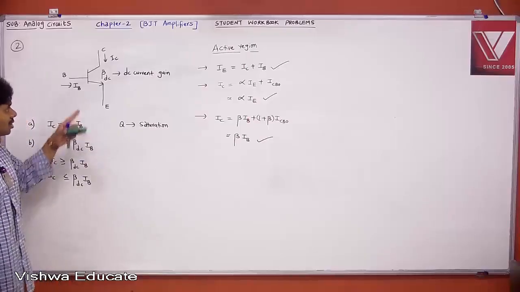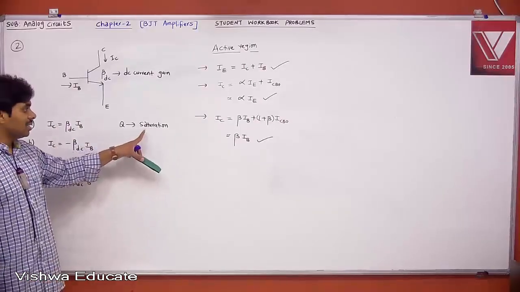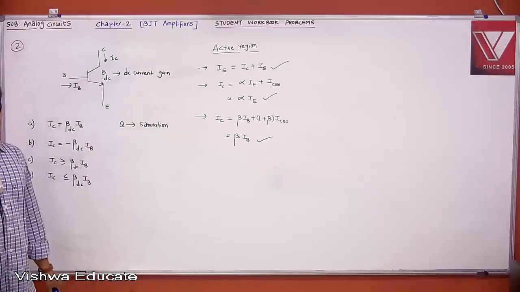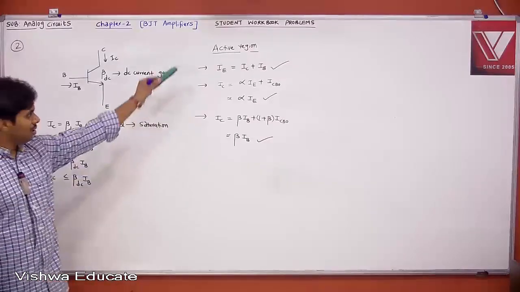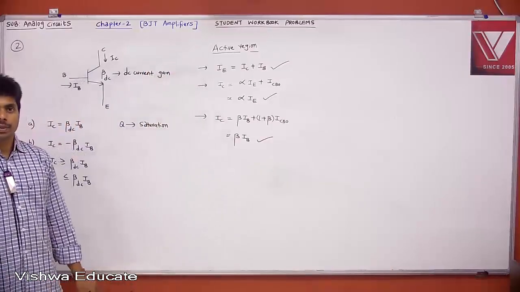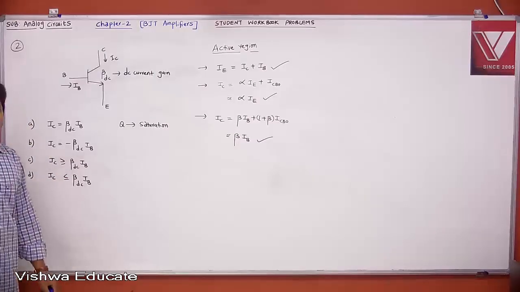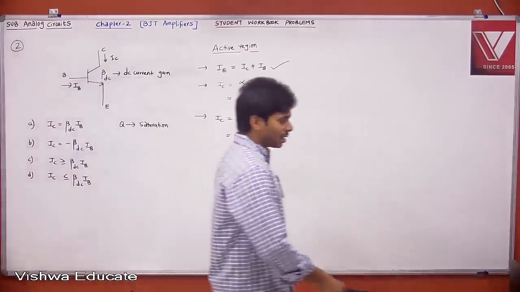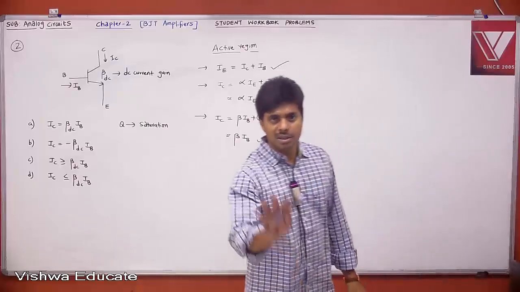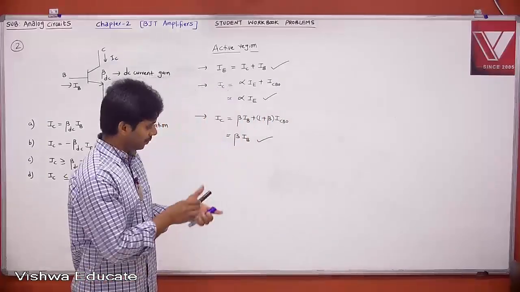But he is saying that the transistor is not in active region. The transistor is in saturation. If the transistor is in saturation, all these equations are not valid. Then what is valid? Then which is true? That is what he is asking. I guess you understood, right? Now, just listen. I'll tell you a point.